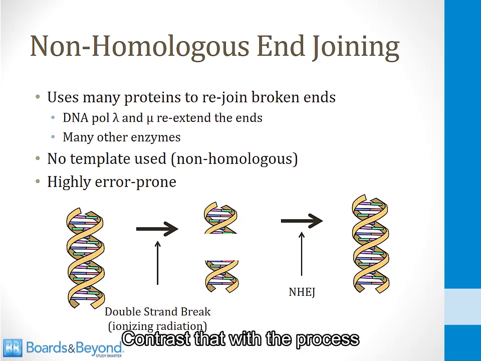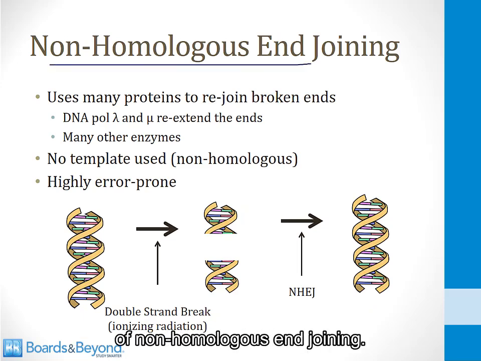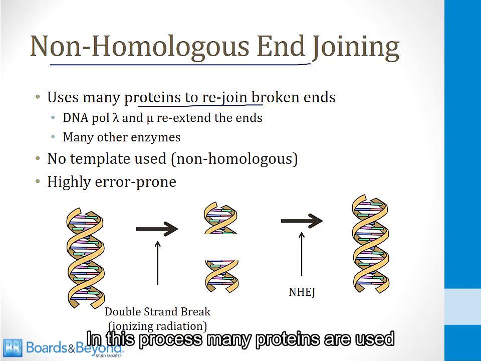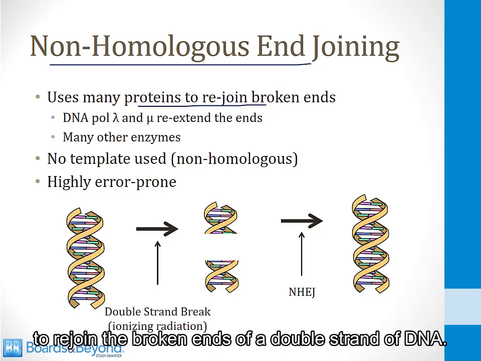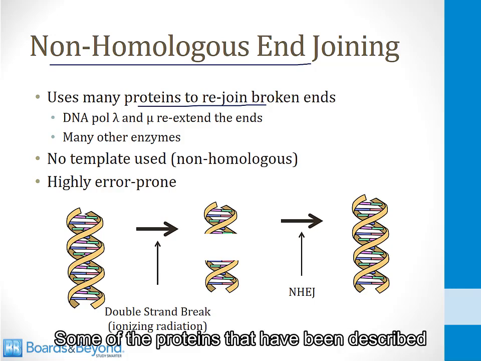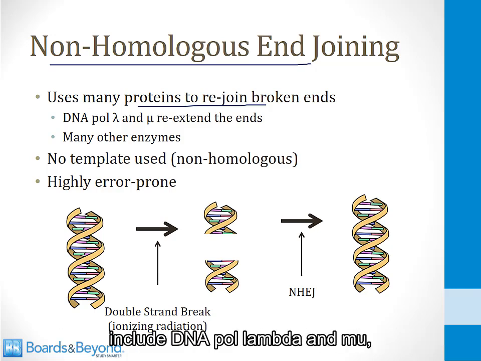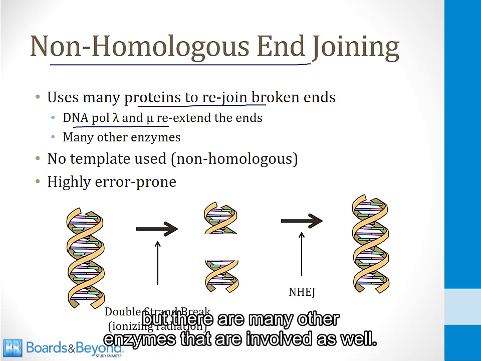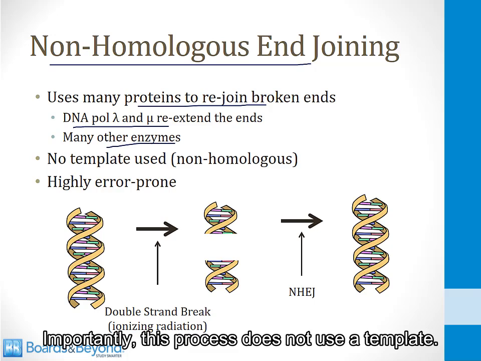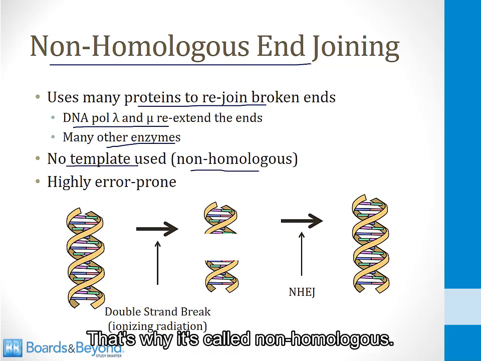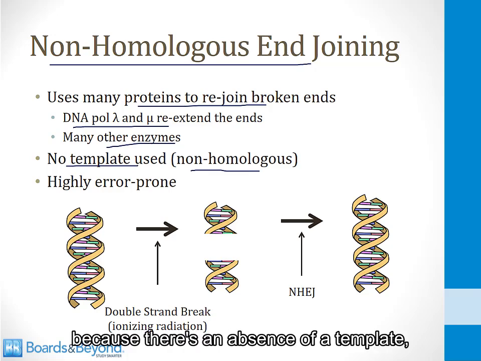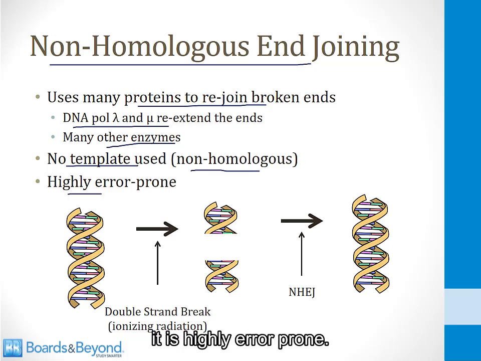Contrast that with the process of non-homologous end joining. In this process, many proteins are used to rejoin the broken ends of a double strand of DNA. Some of the proteins that have been described include DNA pol lambda and mu, but there are many other enzymes that are involved as well. Importantly, this process does not use a template. That's why it's called non-homologous. And for that reason, because there's an absence of a template, it is highly error-prone.